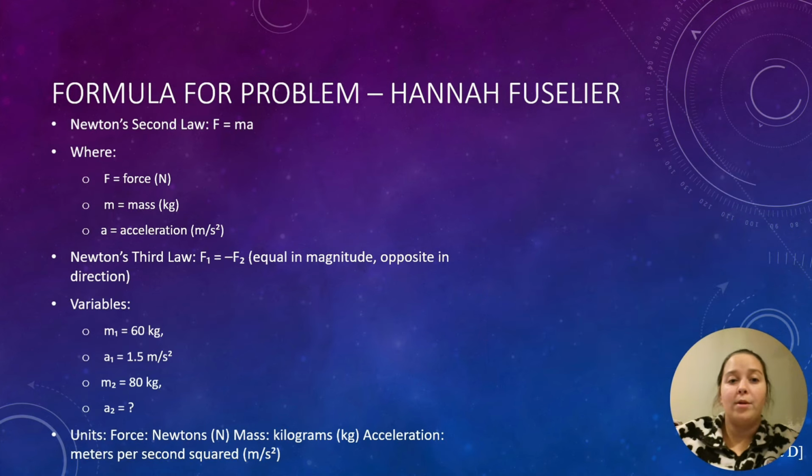The formula for the problem: Newton's second law, F equals ma, where F is the force, m is the mass, and a is the acceleration. Newton's third law, F1 equals negative F2, equal in magnitude, opposite in direction. The variables are m1 equals 60 kilograms, a1 equals 1.5, m2 is 80, and a2 is what we're looking for. The units: force is newtons, mass is kilograms, acceleration is meters per second squared.